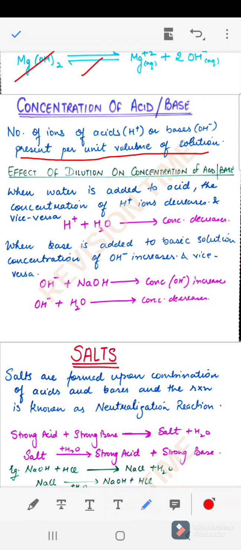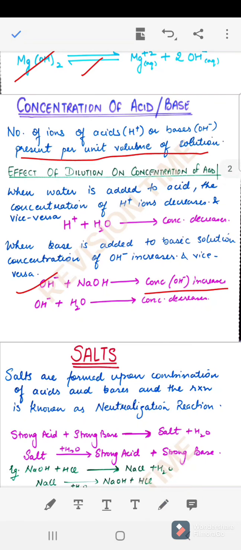So what is the effect of dilution on the concentration? When we add water to acid, the concentration decreases, and vice versa. If we add acid to acid only, the concentration of ions will increase. Similarly, if we add water to base, the concentration of OH negative ions will decrease, but if we add base only, the concentration will increase. It is a very obvious and common sense concept, but it is important.